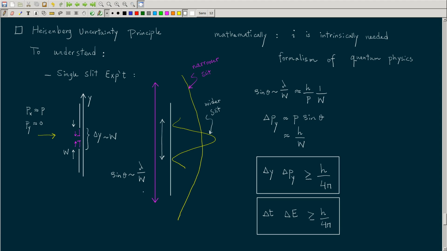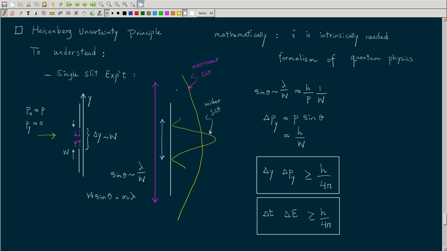sine theta is lambda over w, or the formula we had was w sine theta is m lambda, and this is for dark points of the diffraction for a single slit. So sine theta is lambda over w, so when you make the w smaller, the particle is going to end up in a much bigger part of the screen.